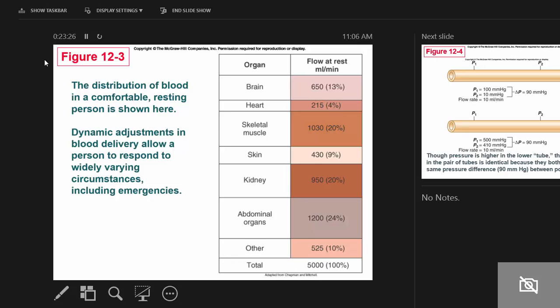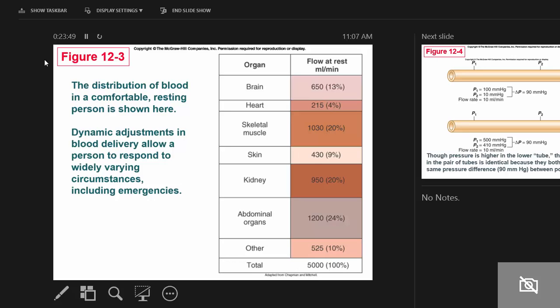20% goes to your kidney. We're going to talk about that in the very last topic we do, which is renal. We talk about the kidney, and why something that is only 2 to 4% of your body mass gets 20% of your circulation. It's a disproportionate amount of blood for something that's not very big at all.